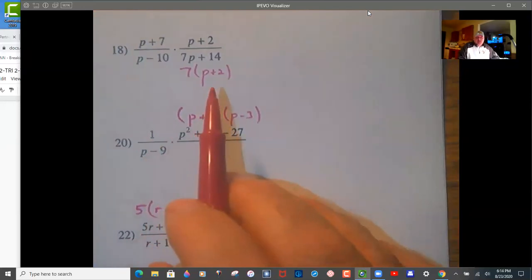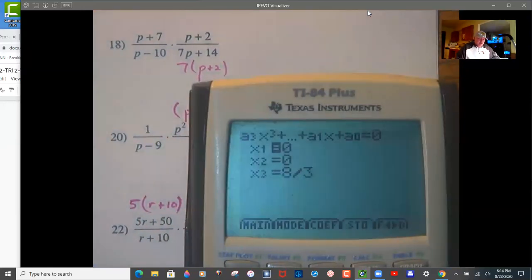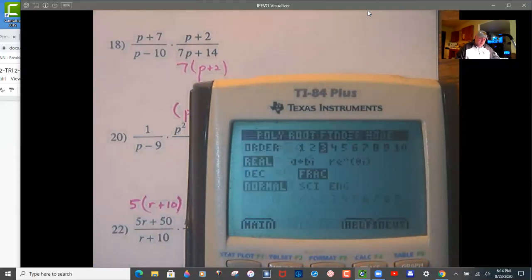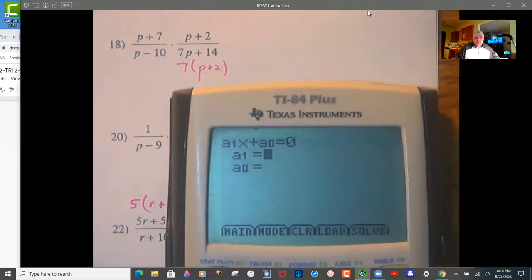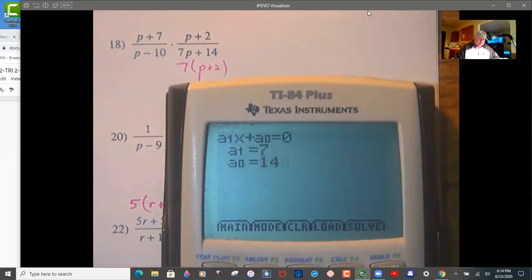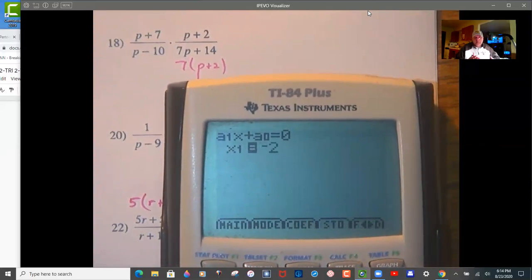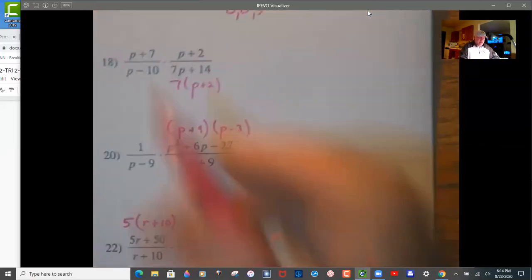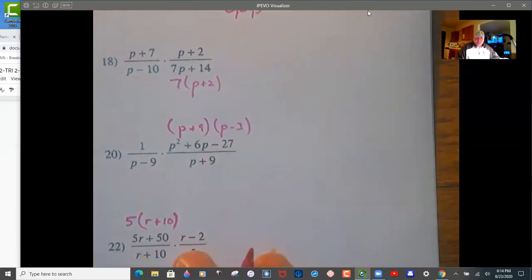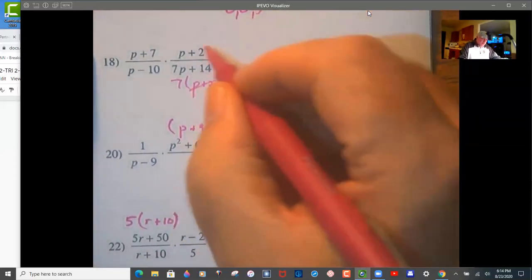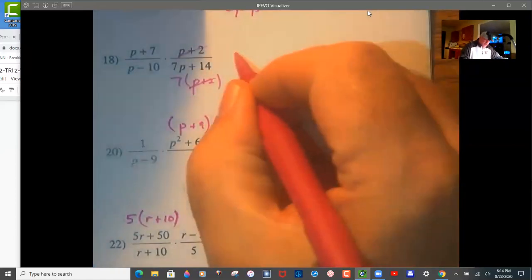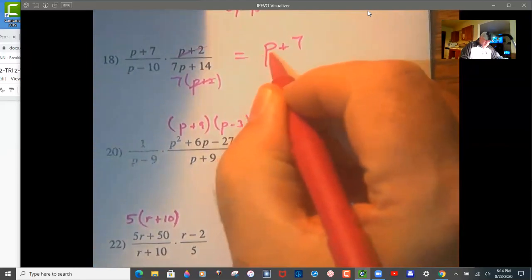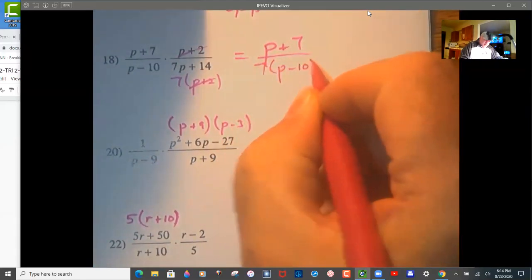18, the factoring 7 times p plus 2. Now watch this. This is crazy, but you can do this. If you went order 1, this will do the common factoring. It's weird. So -2, so you got a p plus 2, meaning that the common factor is 7. So the Polysimul2 will absolutely, positively help you to factor correctly as long as you apply the rule correctly. So p plus 7 over 7 times p minus 10.